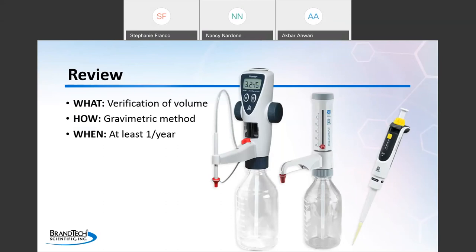And finally, if it is not possible to perform a proper gravimetric test in-house because the appropriate equipment isn't available or conditions just don't allow for it, or if a certified calibration certificate is required for documentation or record-keeping purposes, the instrument should be sent to a certified calibration facility on at least an annual basis for calibration.